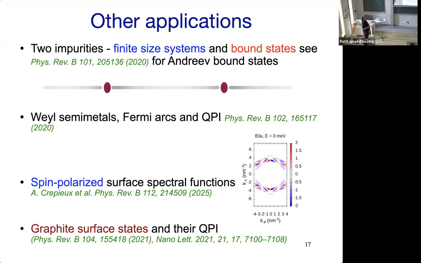Then we studied a 3D system with again plane surfaces. We looked at Weyl semimetals, and we obtained the Fermi arcs and their QPI. It worked for that. We also have information about the spin polarization of our surface states. We haven't really looked into that too much because there are no experiments done on that. But when you plot your spectral function, you see that you have different spin polarization. So this can tell you what happens if you have a magnetic impurity, for example. Your spectral function is going to be spin polarized.